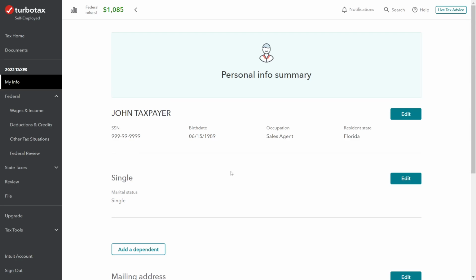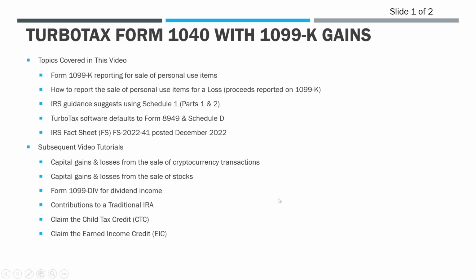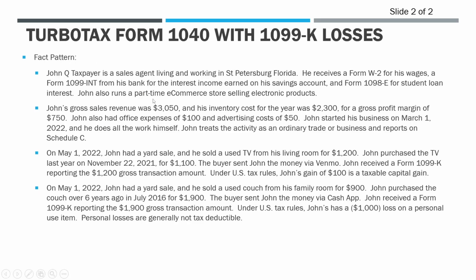So first I want to cover, actually let's cover the fact pattern first, because I think that'll be more helpful. So again, this is a continuation of the previous videos. So our taxpayer here, John Q. Taxpayer, he's a sales agent. So we've already reported W-2 income for him, interest, some student loan interest. We've already completed his Schedule C. So that was one of the previous videos. So he had a side hustle business.